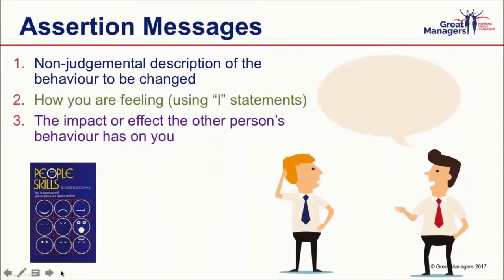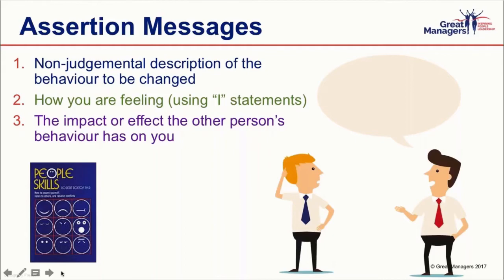Now, the assertion message was developed by Robert Bolton, and his book People Skills has been reprinted over and over. It was first printed in 1988, and then it's been reprinted numerous times up until 2005. And it's a very thorough communication skills reference. And Bolton says that the goal of an assertion message is to change the behaviour which is intruding on us or upsetting us.